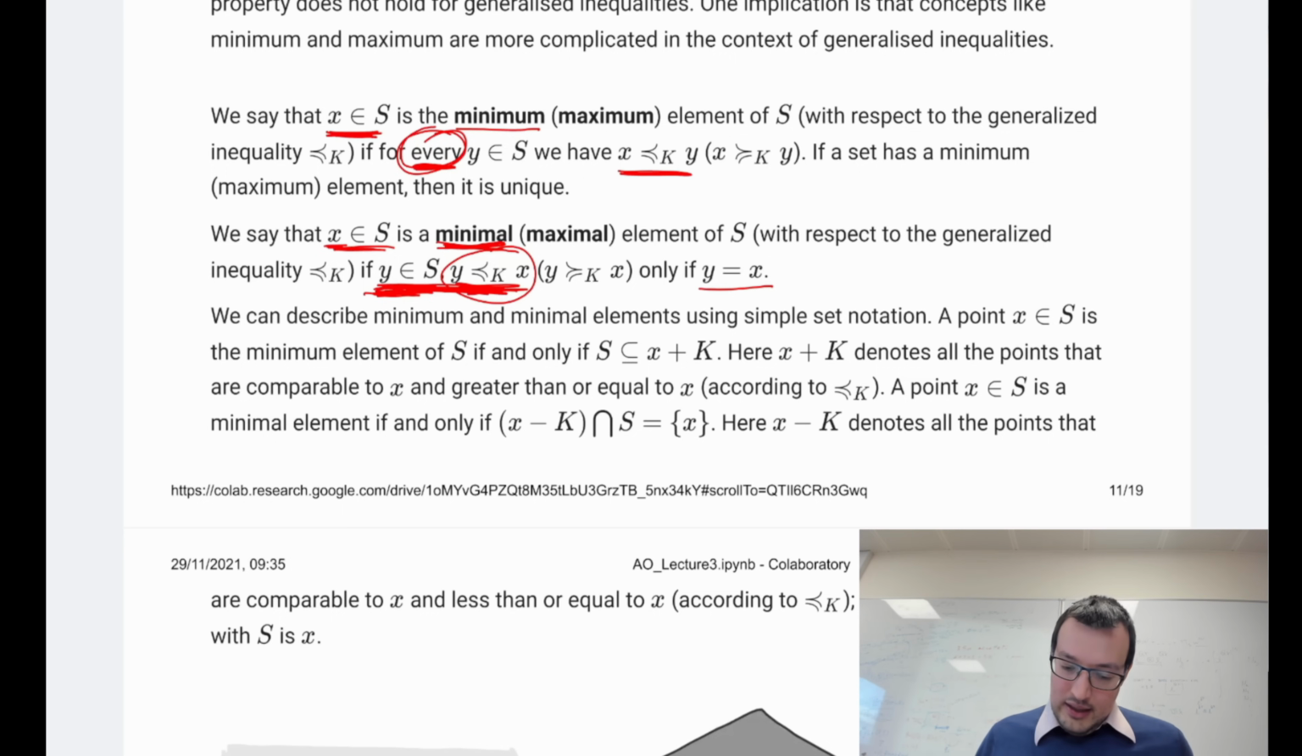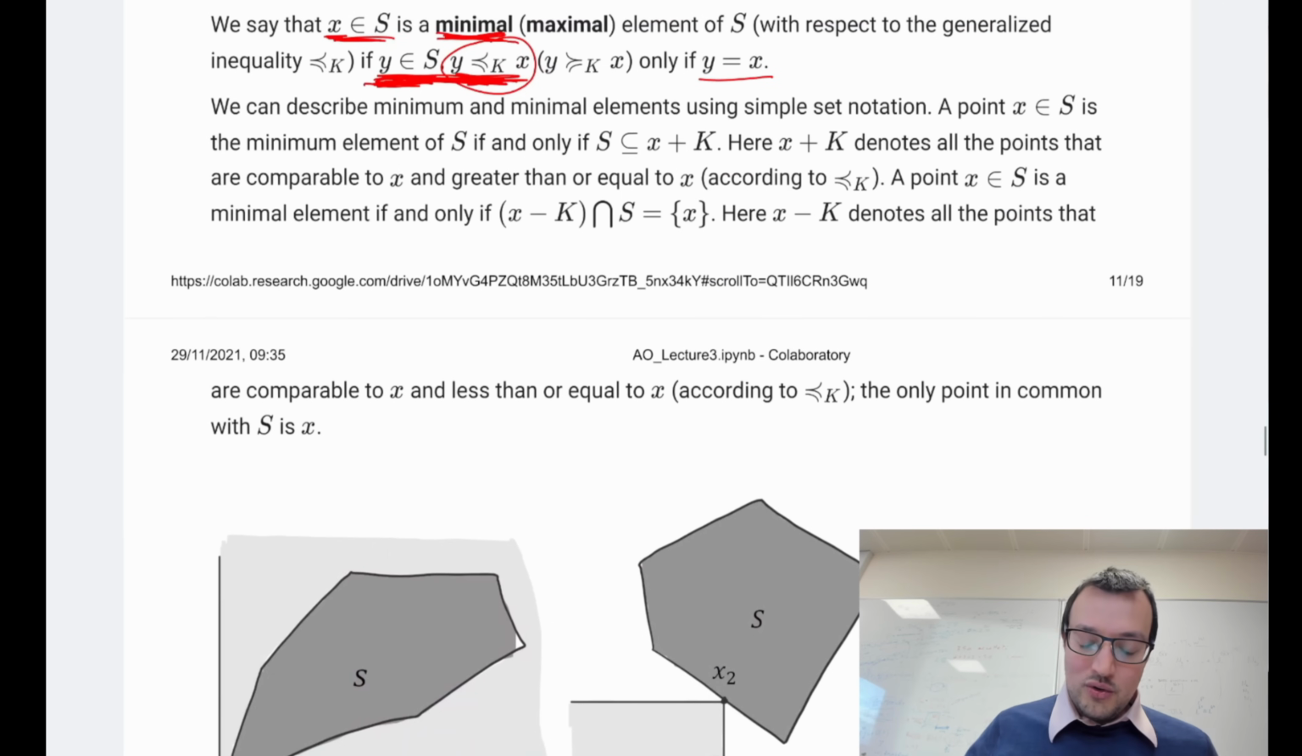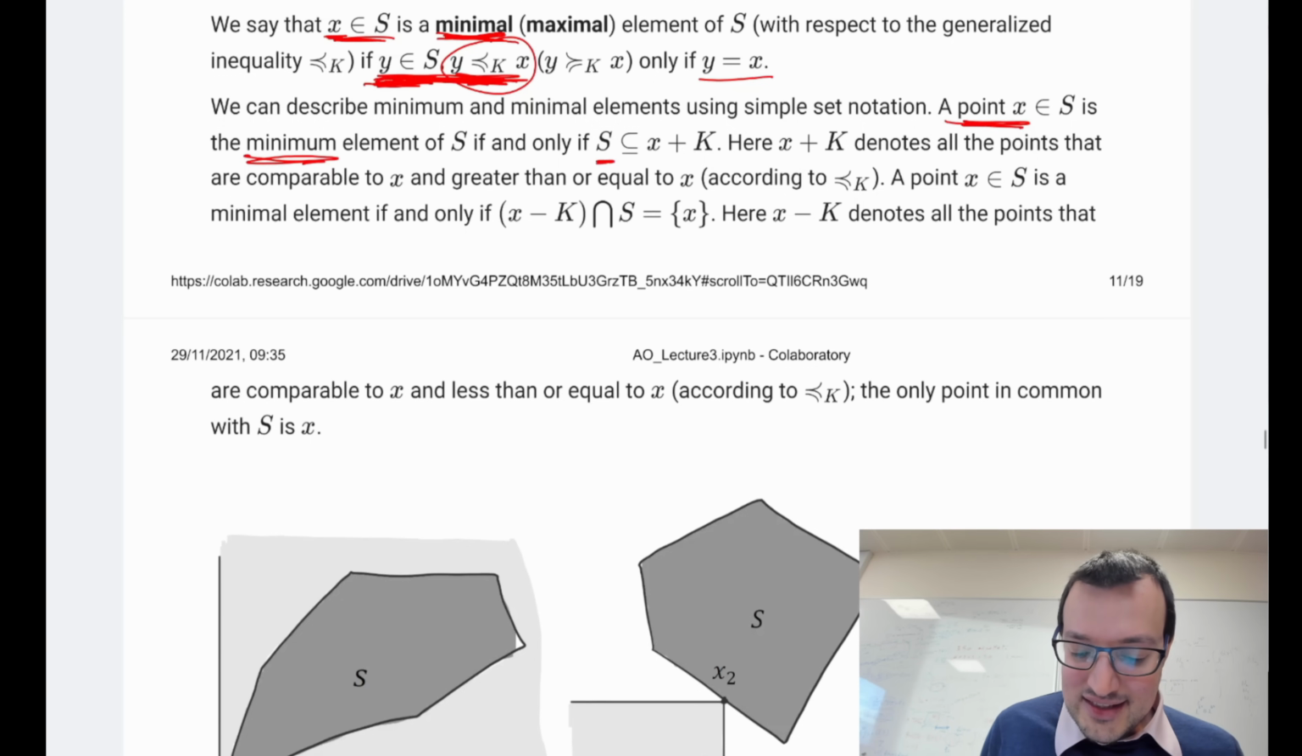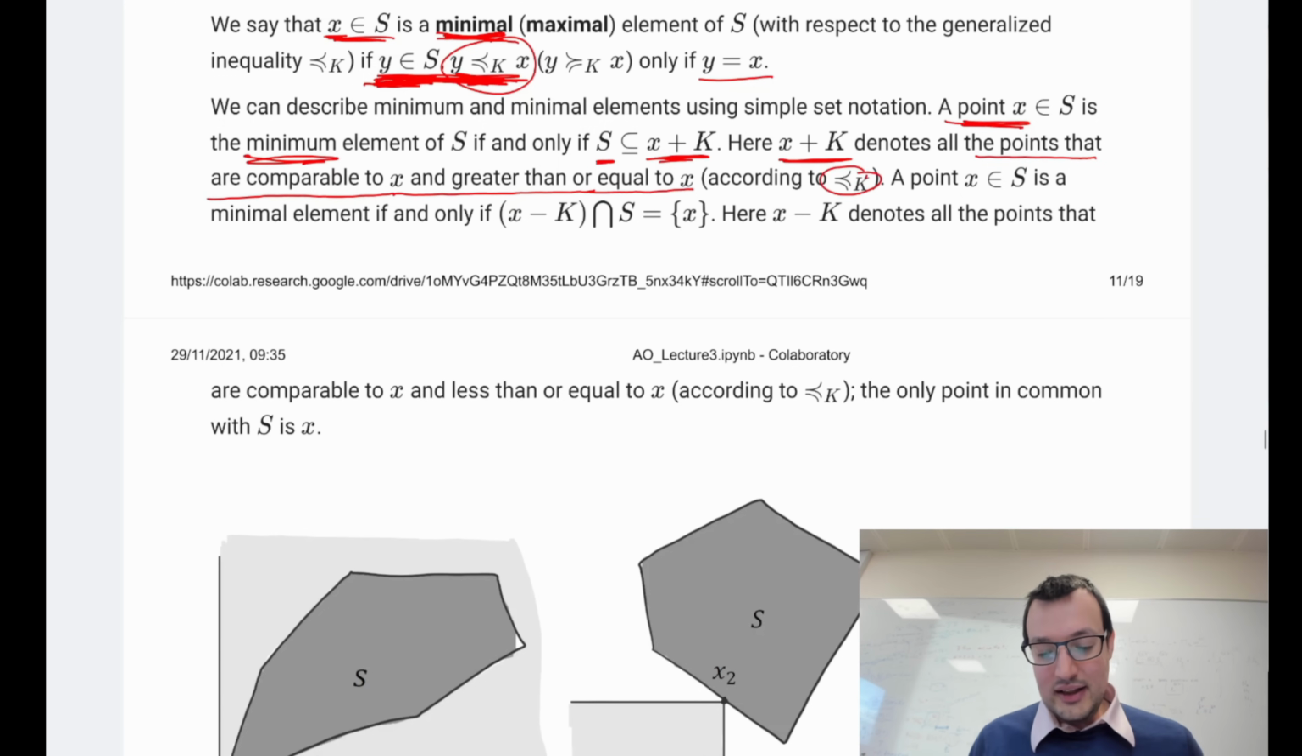Okay, let's look at a geometric definition which looks even more complicated and more confusing than what we just stated, but then if we look at the picture, everything will make sense. The definitions we were just given can be formulated in a geometric way. A point x is a minimum of S if and only if S belongs to the set x plus K, where x plus K denotes all the points that are comparable to x and greater than or equal to x, according to the generalized inequality.